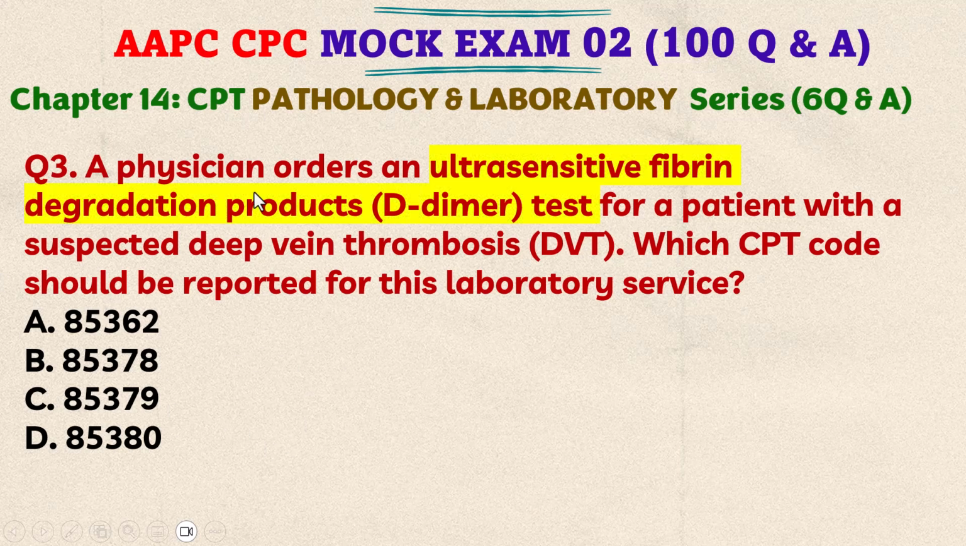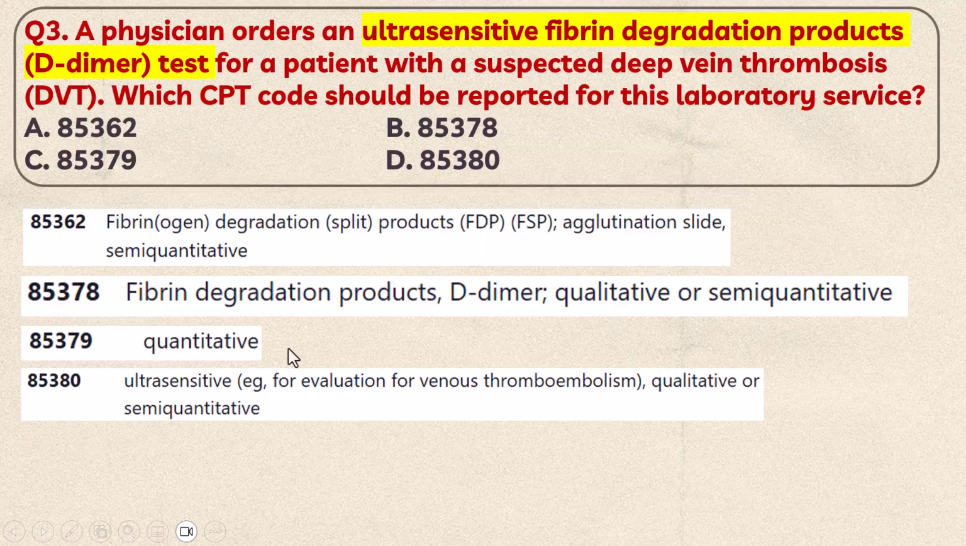So here you have to highlight this is ultra-sensitive fibrin degradation products test. So once you look at the answer, all answers are adjacent codes. So you can use the elimination method in the exam. So once you go to the code, 85362 is fibrin degradation products, agglutination slide, semi-quantitative. So that is not possible. 85378 is fibrin degradation products, D-dimer, qualitative or semi-quantitative.